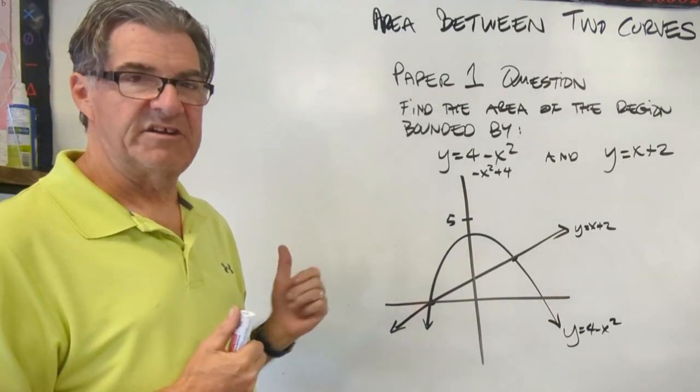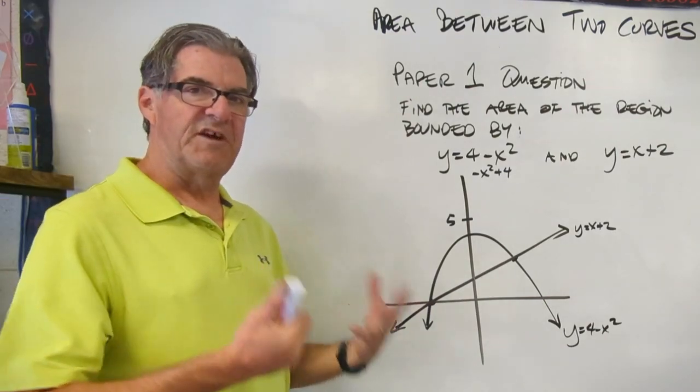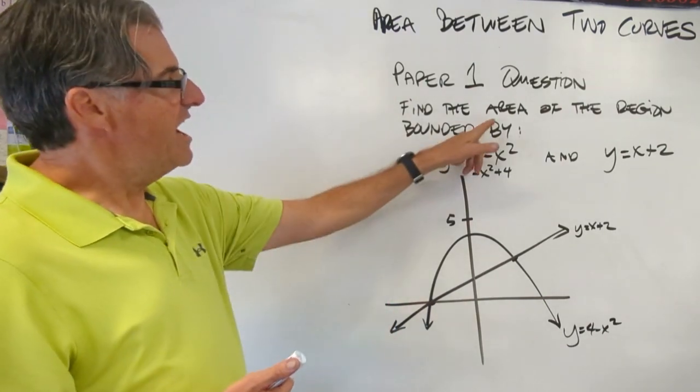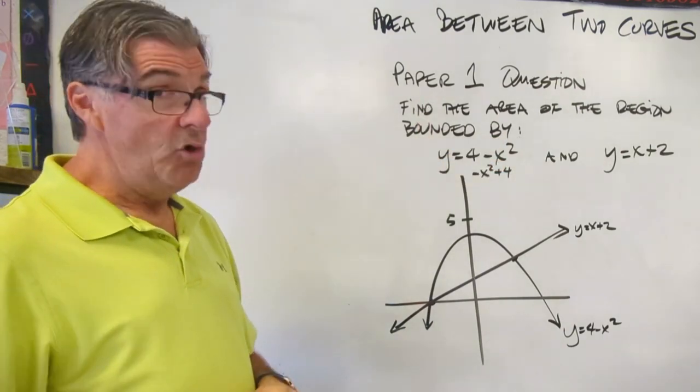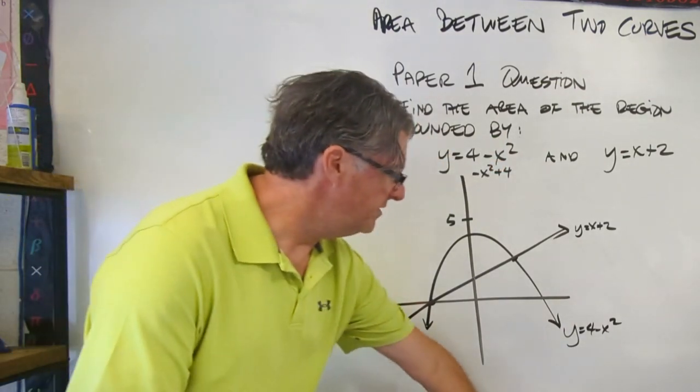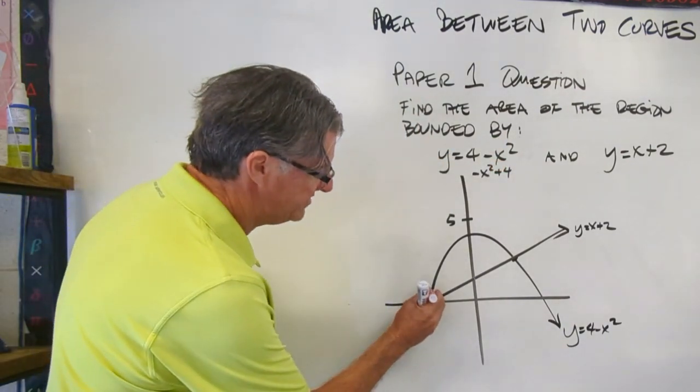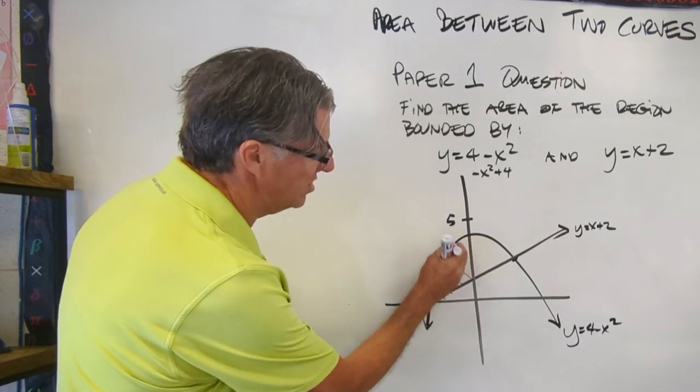How am I going to calculate this? Okay, let me rephrase that. The area of the region bounded by. Okay, so there's only one area, and that would be this one right there. That's the region bounded by the 2 curves.